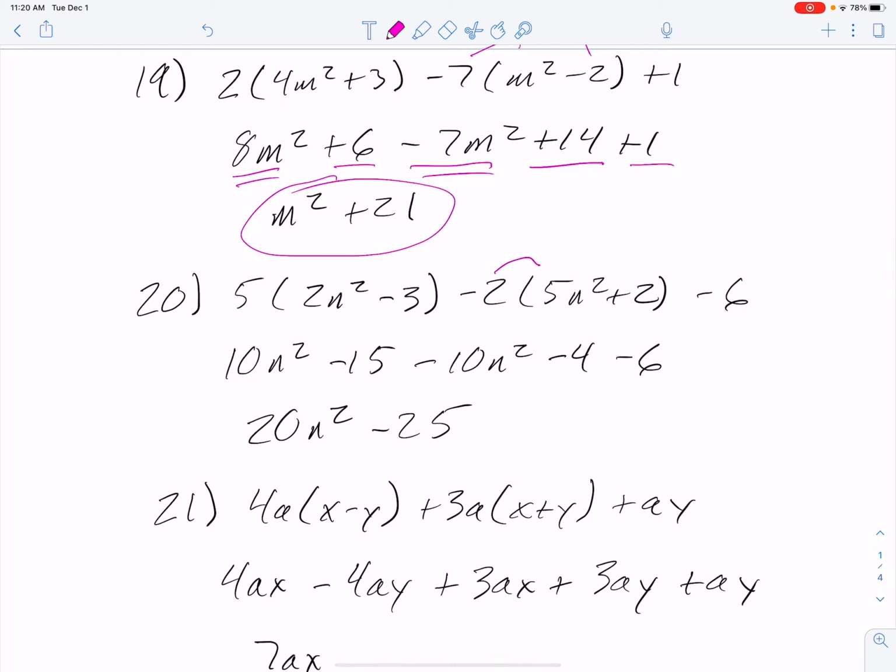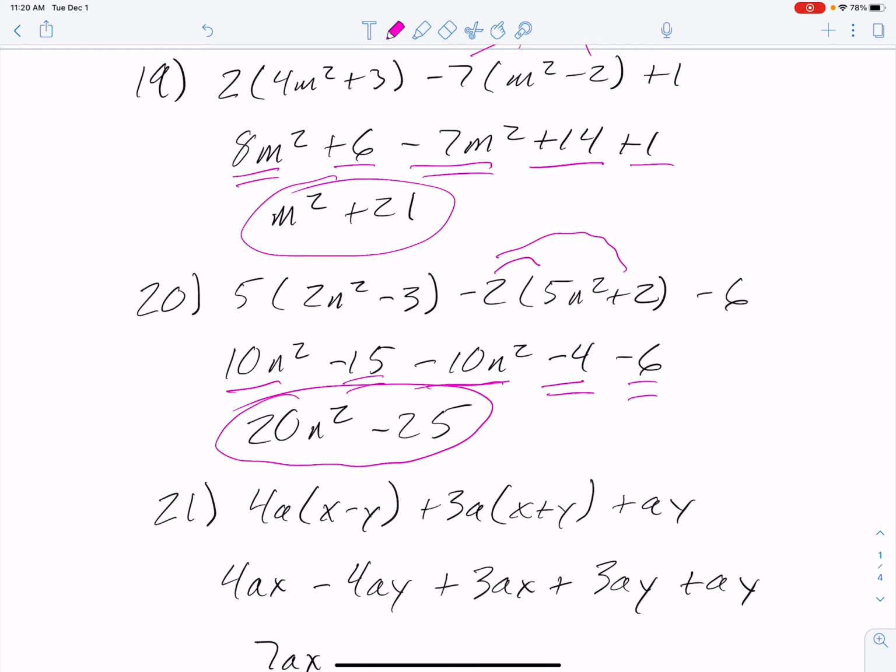20 is another one where I'm distributing a negative. So notice I got negative 10n squared minus 4. 10n squared plus 10n squared gives me 20n squared. Negative 15 minus 4 minus 6 gets me 20n squared minus 25.